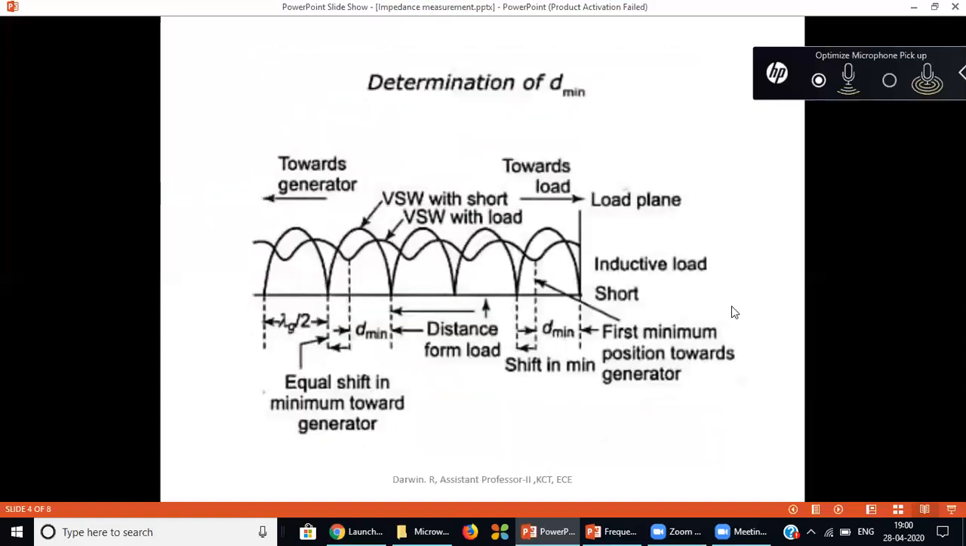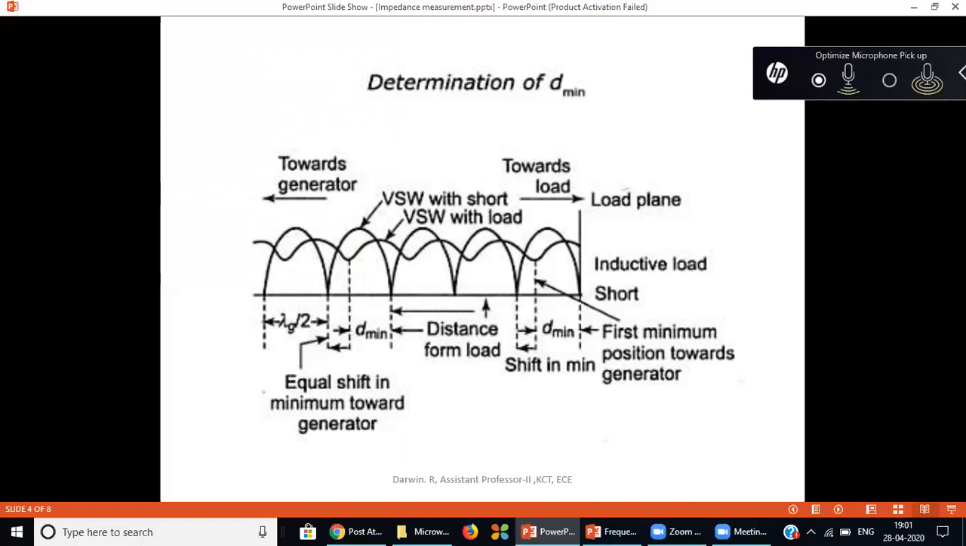The next graph will show you the value of d minimum, which is measured from the right end. This is the point where you will be connecting the load or short. From the load end, if you move towards your generator, that is from right to left, the first point where you will find is the voltage minimum. In any experiment, you may have experienced that if you move from right to left or left to right, you get V minimum at one point, then V maximum, and then again V minimum, V maximum, V minimum, and V maximum.